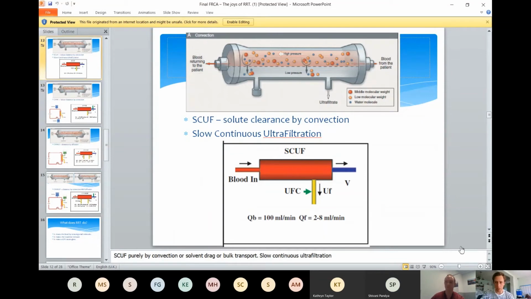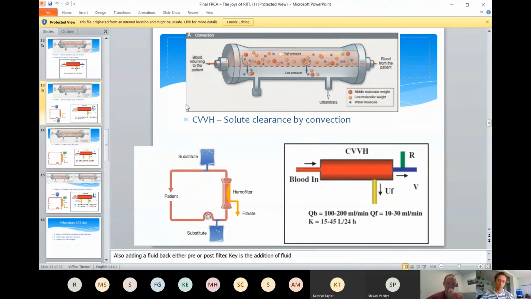Let me get that question back up again. So what's the difference between the different types? Probably this is the first one. CVVH: you've got blood coming into the filter and being pushed against this membrane. As the water goes through the membrane by convection, it will carry these molecules with it, and that's the simplest way. That's ultrafiltration, but that'll clear some of those molecules just by pushing that water through.